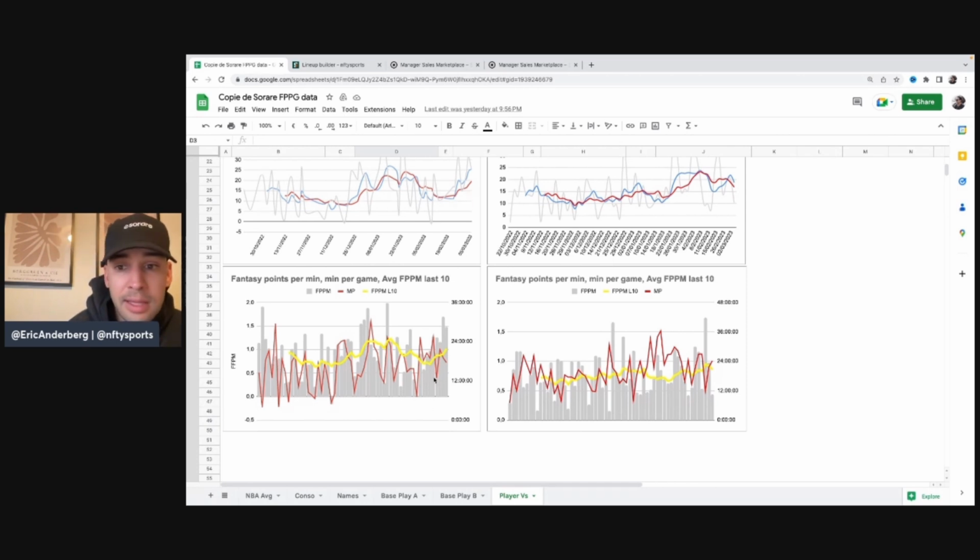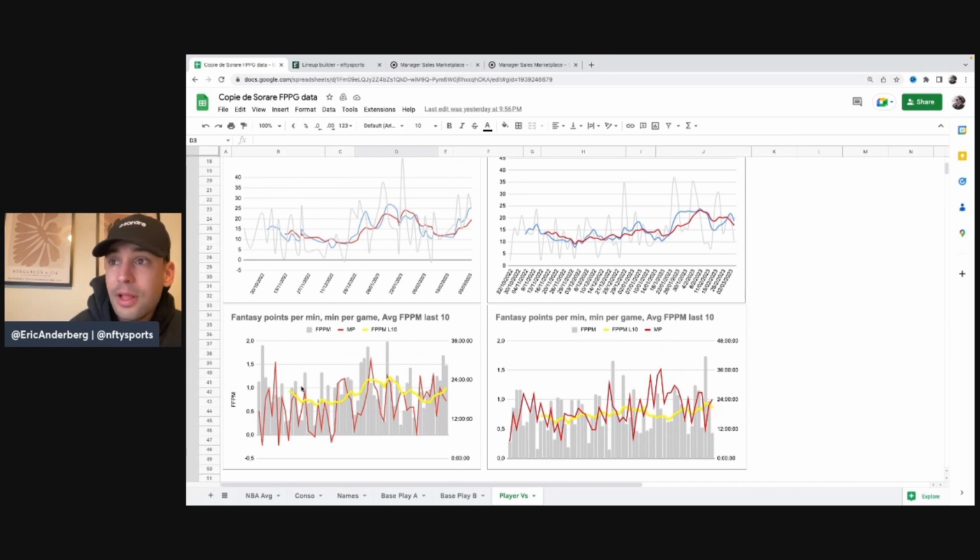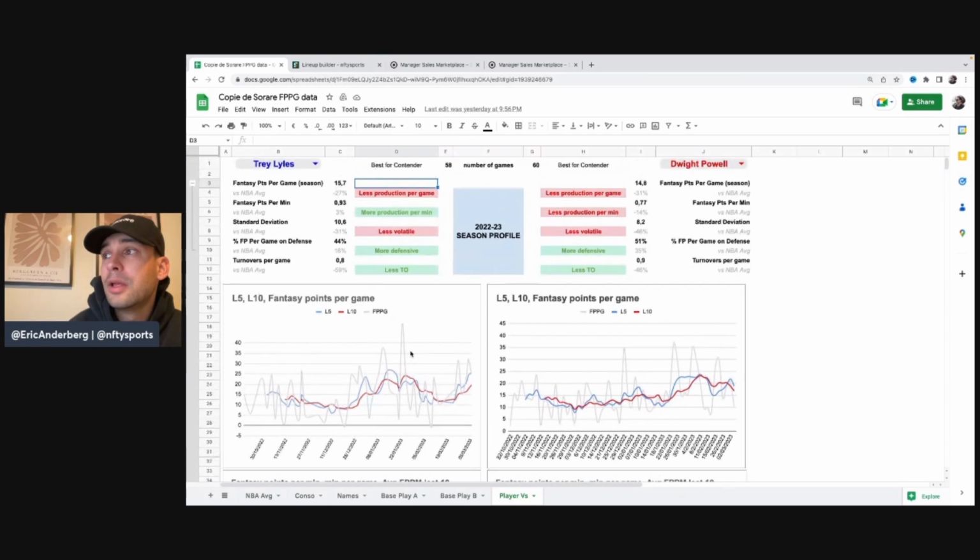Something important to keep in mind. Trey Lyles also, this red line, minutes played, very volatile. Dwight Powell is getting more consistent minutes throughout the season, something to keep in mind also. Scrolling back up here, you can see that they both score defensive points. Trey Lyles, 44% of his points are defensive, and Dwight Powell, 51% of them are. So if you're looking for a boost on defensive stats like I do sometimes, that's really good to know, especially if you're looking for somebody to keep in your gallery long term.